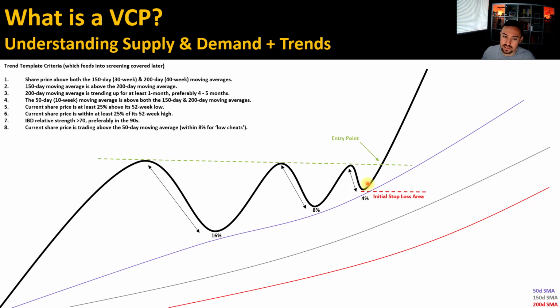But you'd like to see the final contraction in single figures, because number one, it helps to indicate there's not too much supply coming to the market, and number two, it can help create a more asymmetric risk versus reward trade. So these contractions here, you may be going, well, why are they halving roughly each time? What is actually going on from a supply and demand perspective?